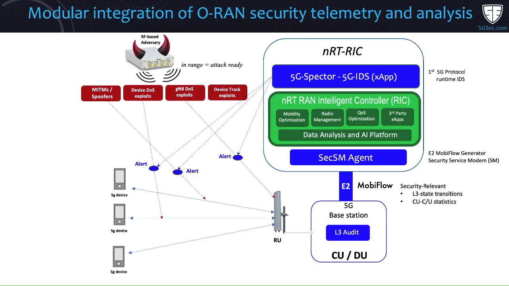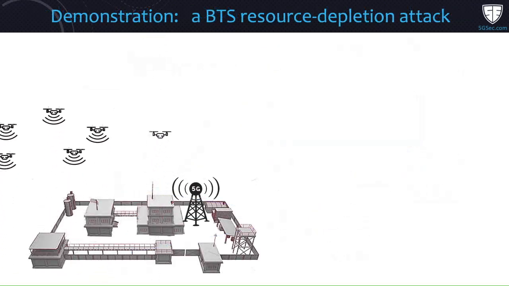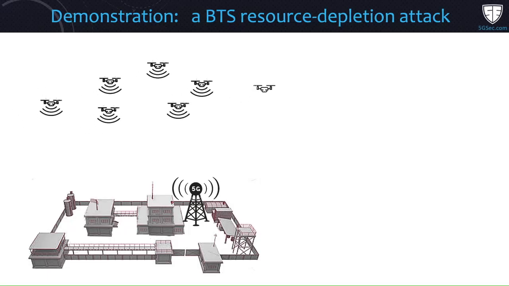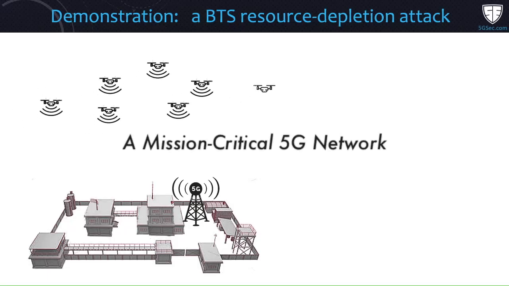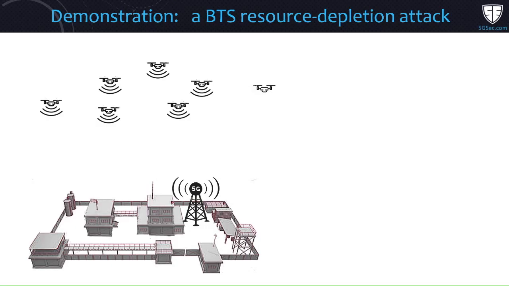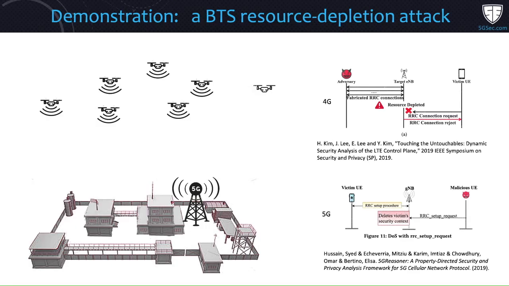or anomalies. So, to illustrate, let's consider a mission-critical example of a 5G network. Using a relatively low-cost commodity SDR, an adversary who is simply in radio range of your base station can take down the network using various Layer 3 5G protocol attacks, such as the BTS resource depletion attack.